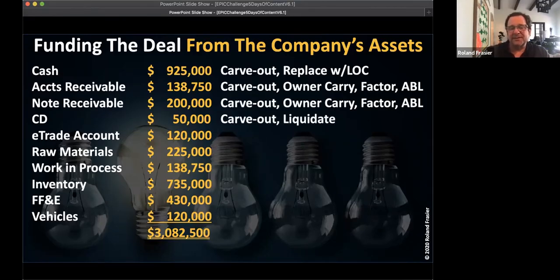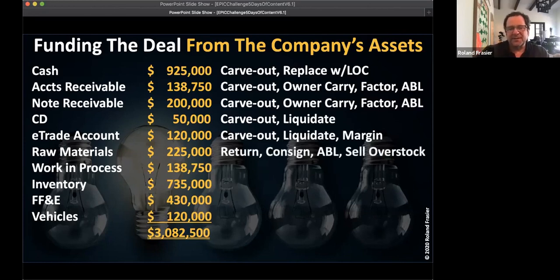You could also do a carve out or liquidate the securities in the certificate of deposit. You could carve out or liquidate the securities in the E-Trade account. There's also a thing you can do when you've got stocks called a margin loan, that your broker will loan you a certain part of the money on those. Raw materials, we could send them back. We could return them, some or all of them.